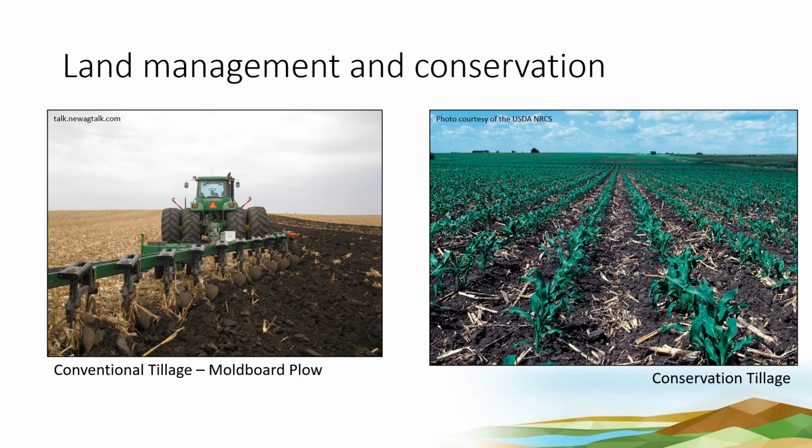Approximately 21% of cropland in the U.S. is no-till, which is currently defined as leaving a minimum of 30% of crop residue on the soil surface. The photo on the right is an example of conservation tillage. The land was tilled, but sufficient residue was left on the surface.